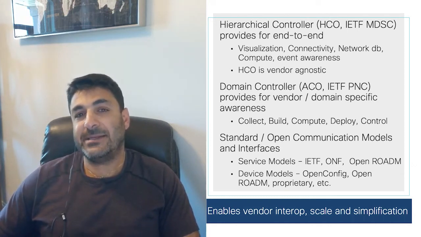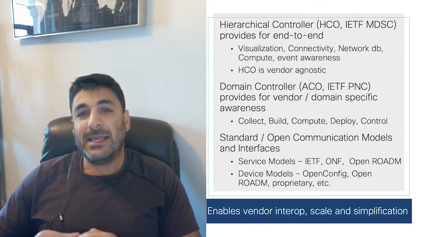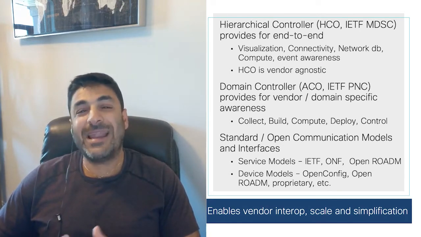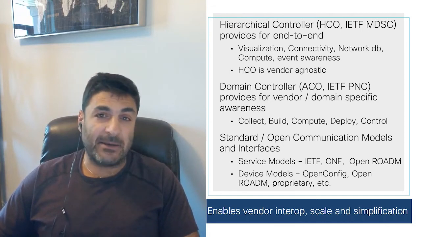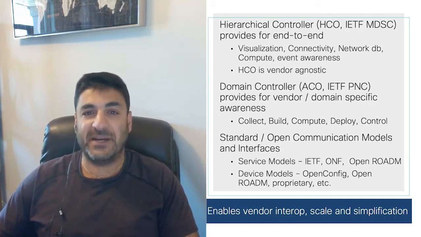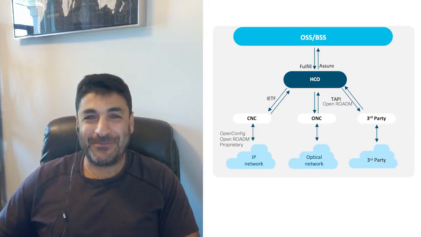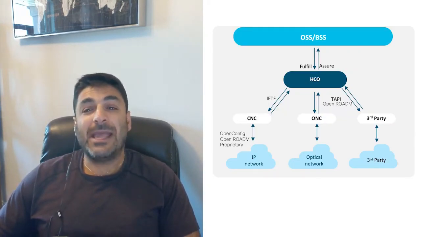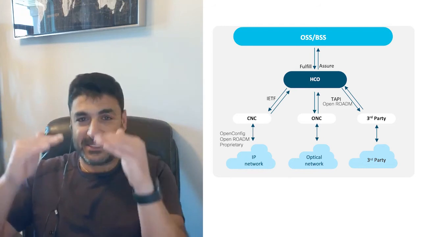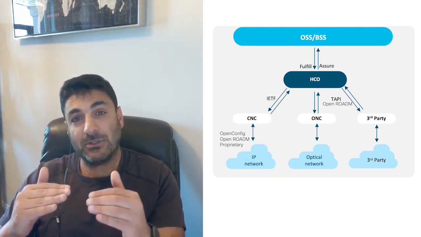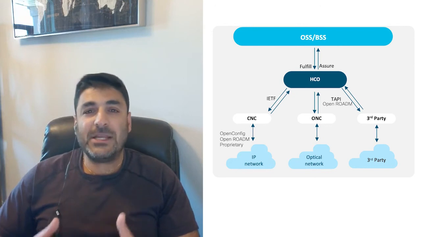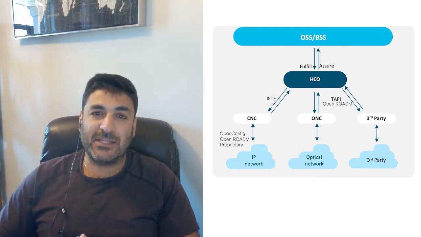It does this by leveraging industry standard service models, industry-defined models from ONF's TAPI models to the IETF models, to the Open ROADM service models. Here, I'm going to be able to speak in a common language to domain controllers. These domain controllers are now acting on the network itself. In essence, I have my hierarchical controller talking service models down to my domain controllers, which actually act on the network, and they communicate directly to the network elements. The domain controllers actually collect, build, and compute, as well as deploy.